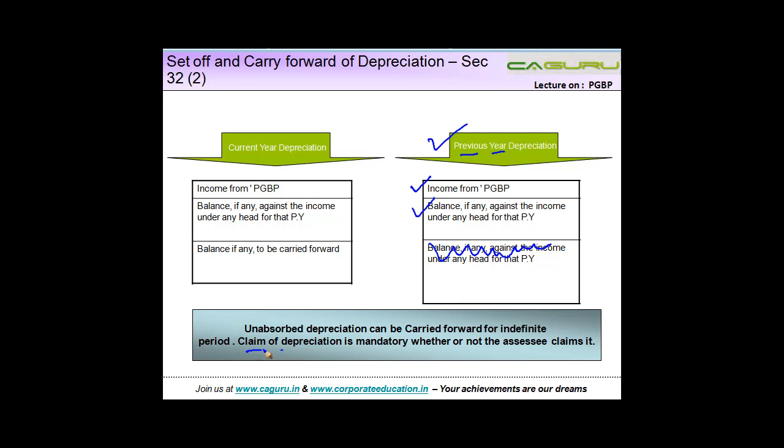And the next thing is that claim of depreciation is mandatory whether or not the assessee claims it. It is not an option for you to claim depreciation; it is mandatory. What does this mean? This means that whether or not you debit it in your books of accounts, whether or not you reduce it from your taxable income, the assessing officer always has the option, or rather the duty, to reduce it from that.